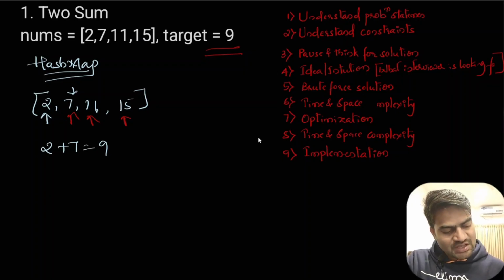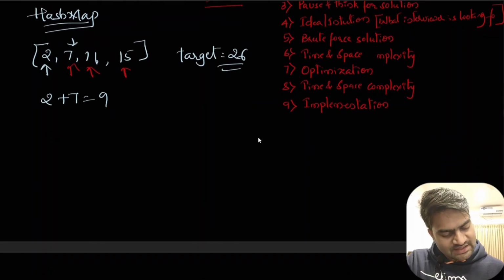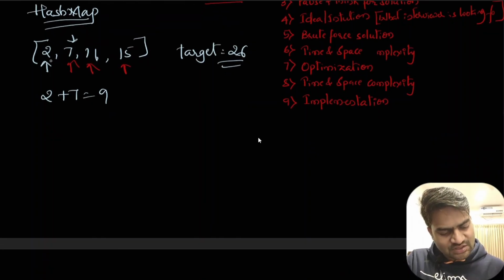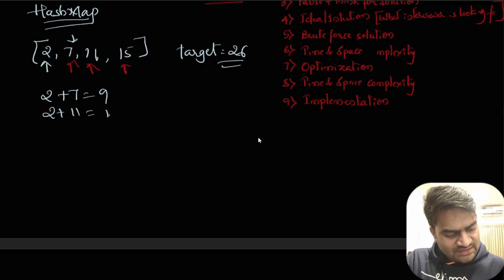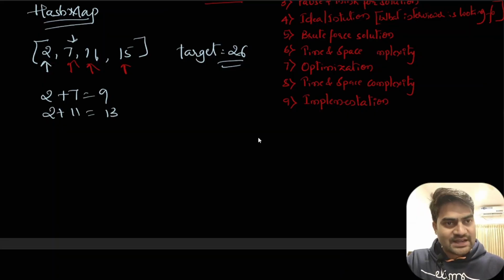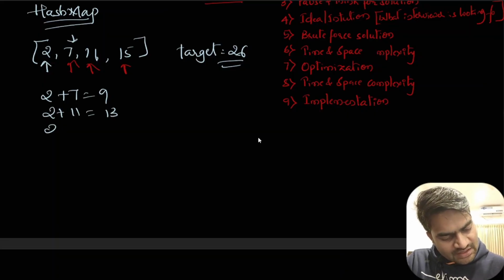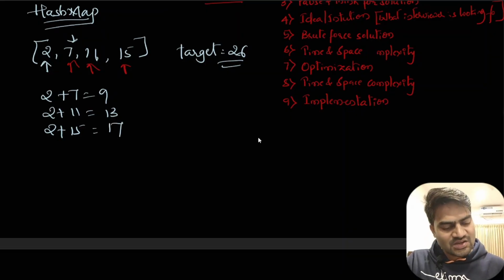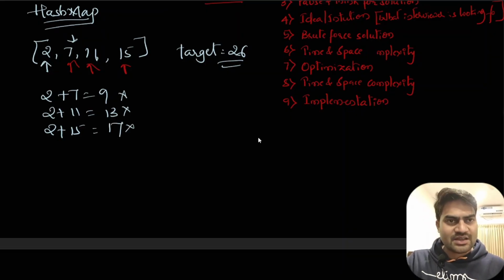Let us assume the target is 26. In that case, I will start with 2. I will add 7 and see it is 9, which is not equal to the target. Then I will add 11, so it is 13. Again, it is not equal to the target. Then 2 plus 15 becomes 17. So none of these values are equivalent to the target.